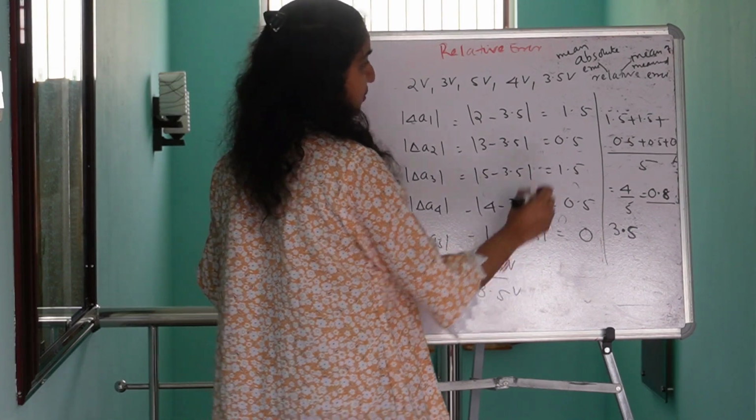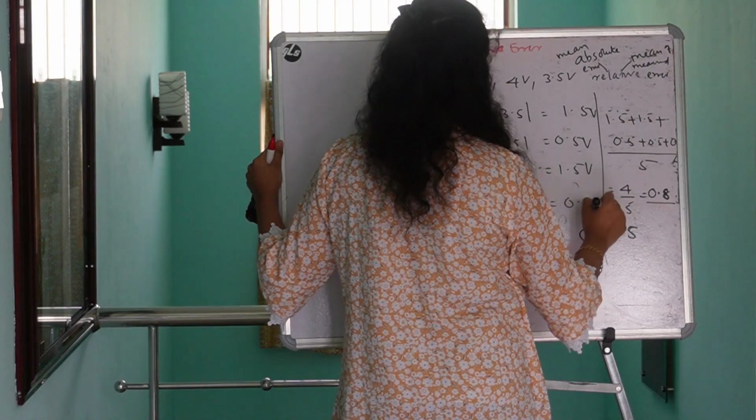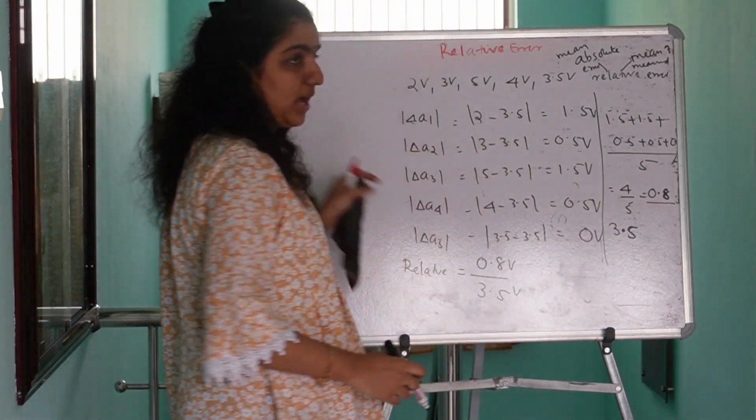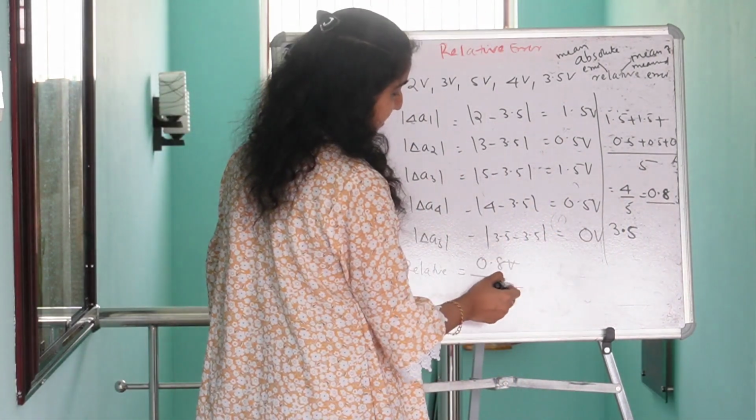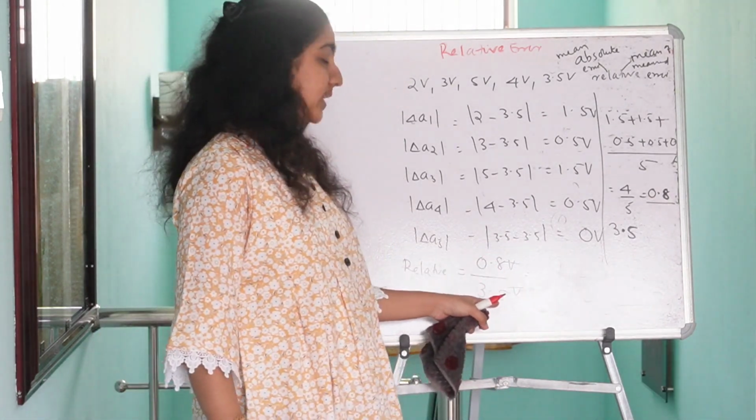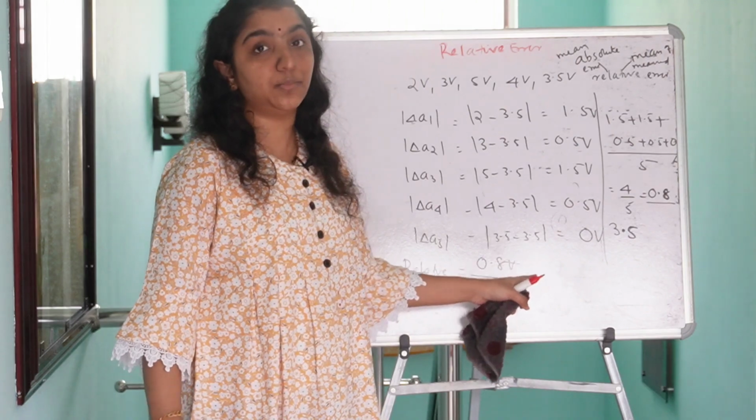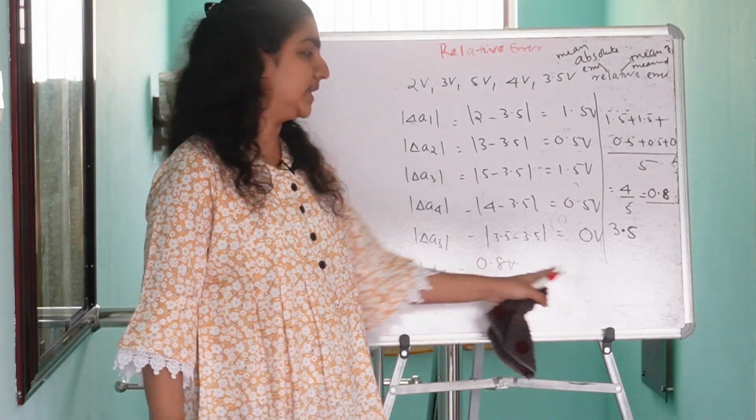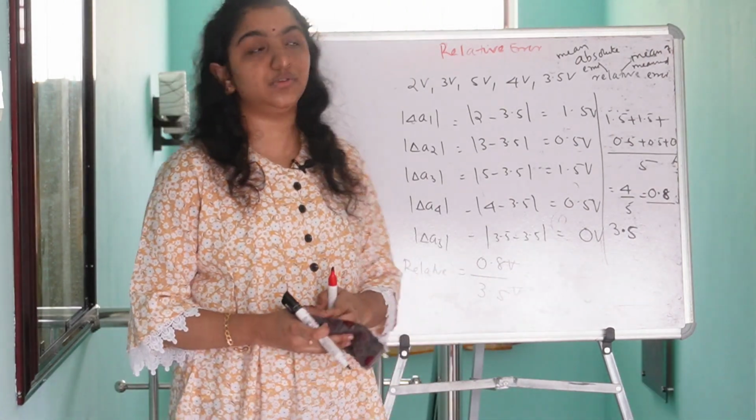Here you will have units, volt. Unit is a must. Here the units are the same. So once you divide 0.8 by 3.5, you will get the value of relative error. Yes.